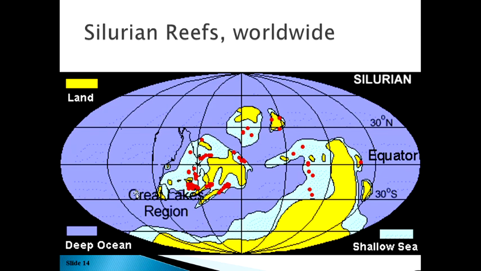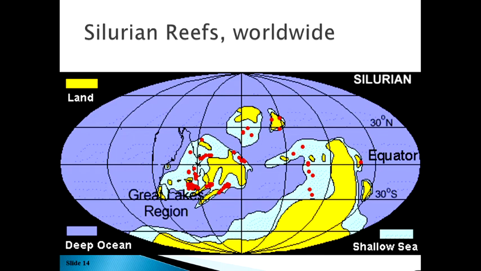Where are these reefs found? Here's a global map of the Silurian, and everywhere you see a red dot, we've collected these Silurian reefs. Just like reefs today, they're in the tropics, between 30 degrees north and 30 degrees south.